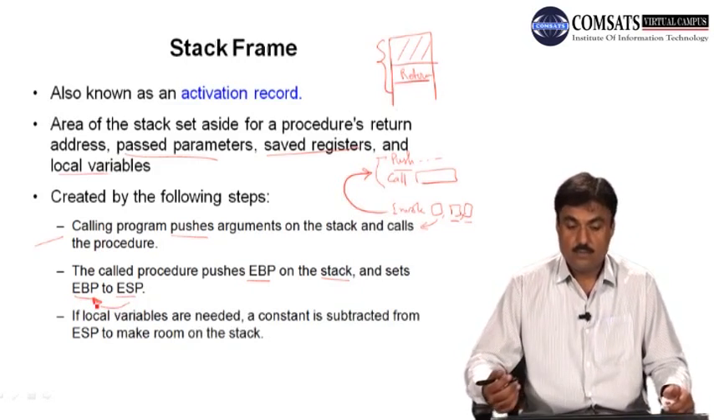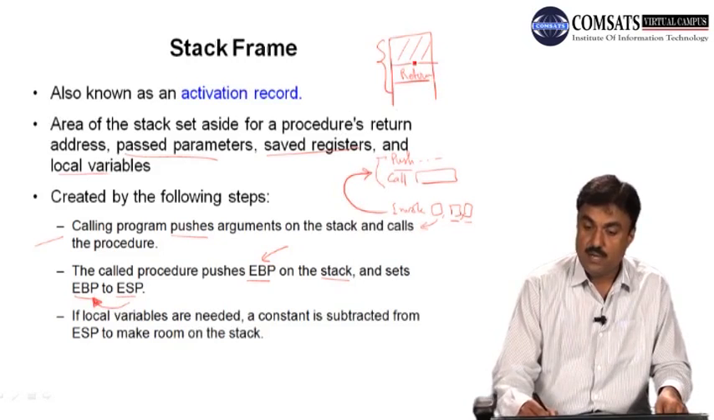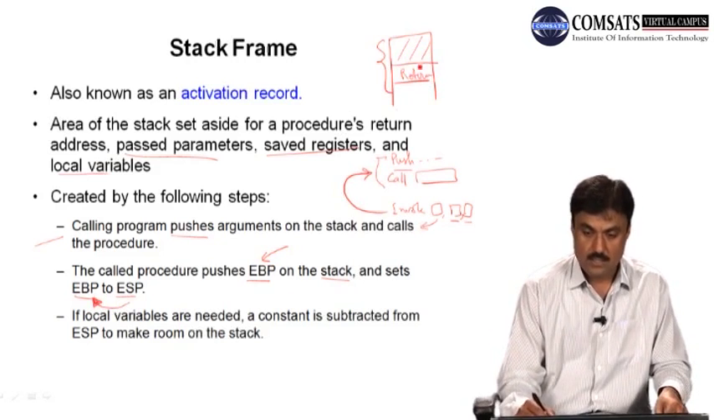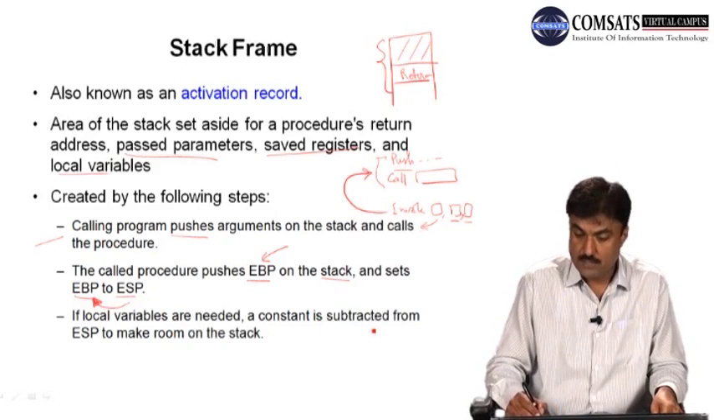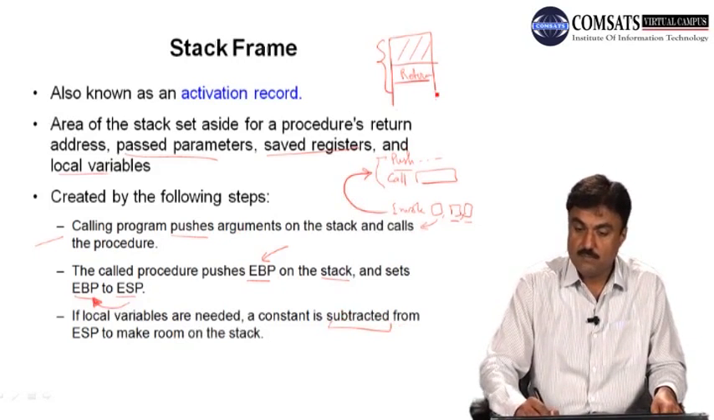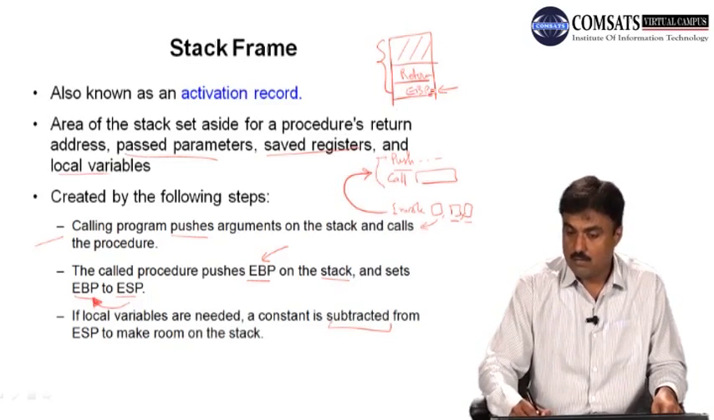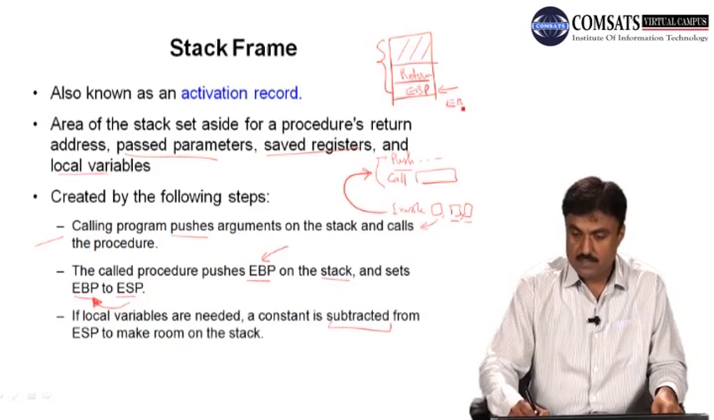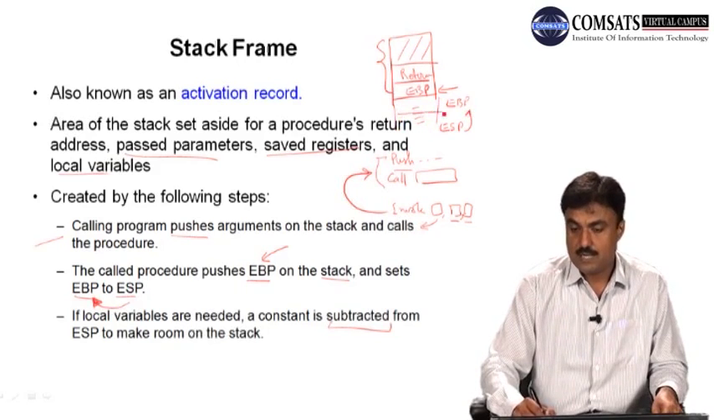So this is the way, as I told you, EBP will be used to access this new area inside the stack. If local variables are needed, a constant is subtracted from ESP. So we can access all this area by using EBP. EBP is also stored here. So first we push EBP, and then EBP is assigned the value of the stack pointer. Maybe we add some other values or parameters inside the stack.